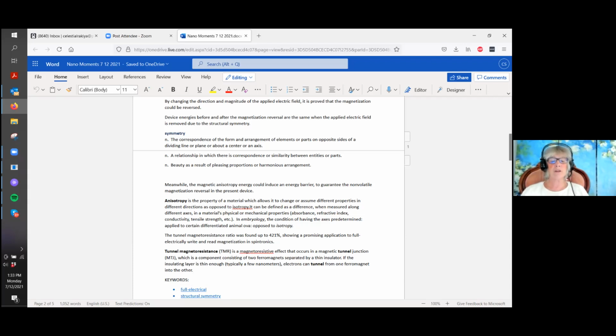A relationship in which there is correspondence or similarity between entities or parts. I thought that was pretty interesting. And beauty as a result of pleasing proportions or harmonious arrangement. Because I'm a photojournalist, I'm all about that positioning, trying to get that right, beauty and balance. So meanwhile, the magnetic anisotropy energy could induce an energy barrier to guarantee a non-volatile magnetization reversal in a present device. So they're also talking, when they're changing the spin of the atoms, about putting an energy barrier there.